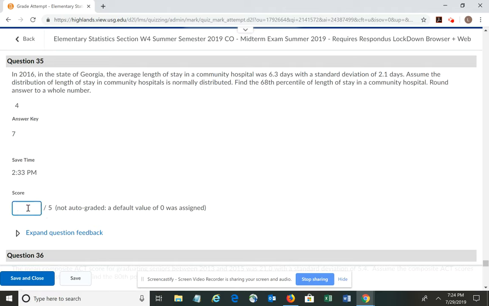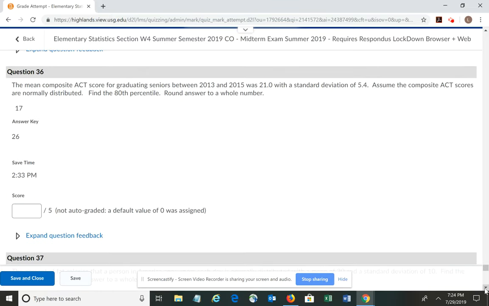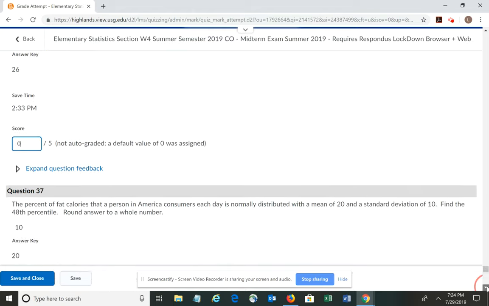35 appears to also be incorrect. I'm going to double check it. They were looking for the 68th percentile with a mean of 6.3 and a standard deviation of 2.1. It should be 7.2. They are incorrect, so they get 0 points. Question 36 appears to be incorrect as well. You want the 80th percentile. Again, I like to double check to make sure that I didn't have a typo. Should be 26. They missed it. So they get 0 points.